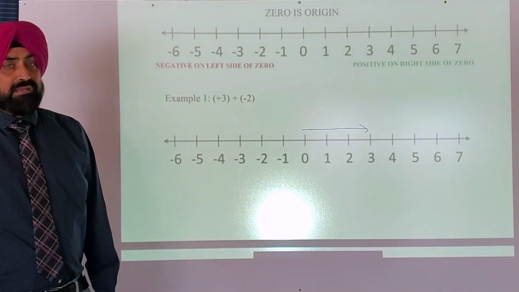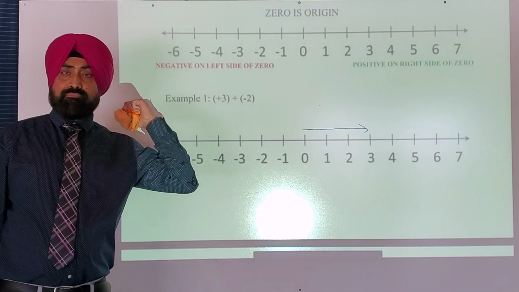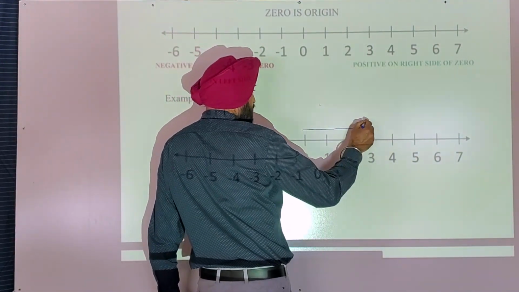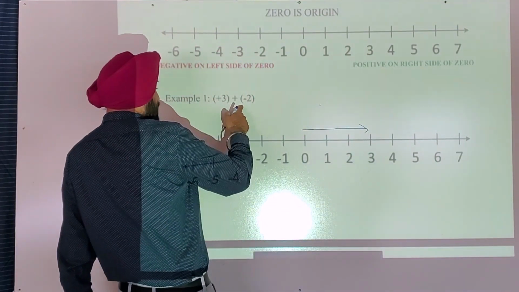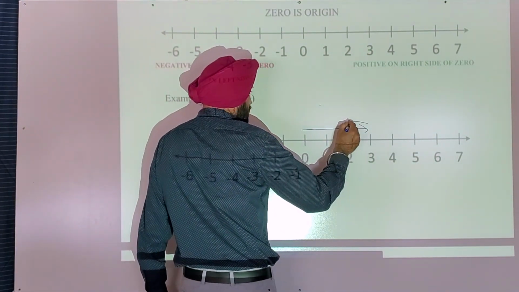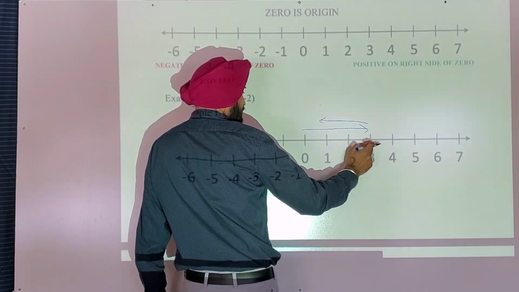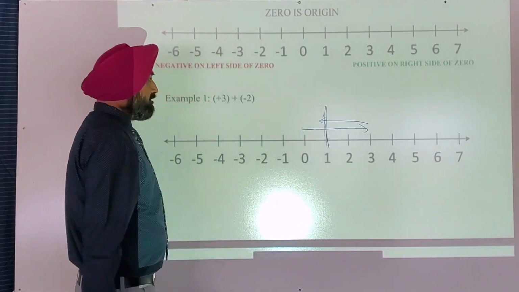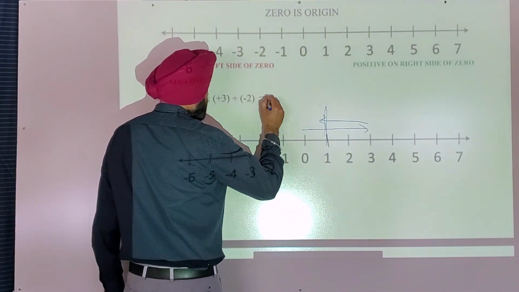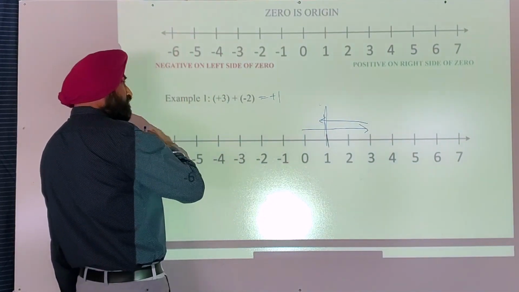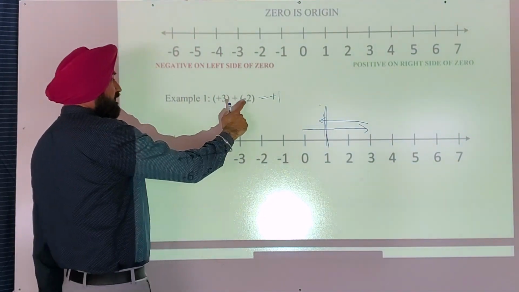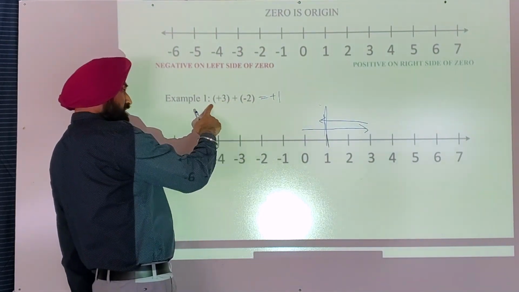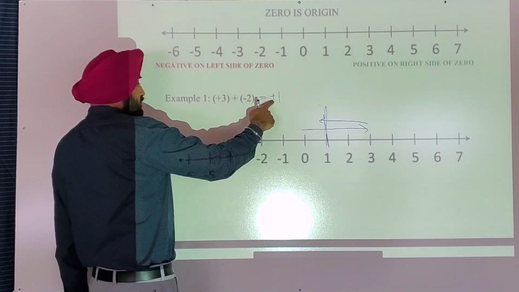Now the next number is negative 2. Negative 2 will go to the left. Where will we start? Because we ended at positive 3, we will start there and go 2 units to the left because it's a negative 2. From here, 1, 2. So it will end up here. What's the number here? 1. So the answer is positive 1. If we use the integer rules, one positive, one negative, we subtract. So 3 take away 2 is 1. 3 is bigger than 2, so it will be positive 1.